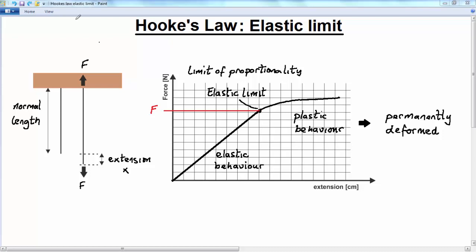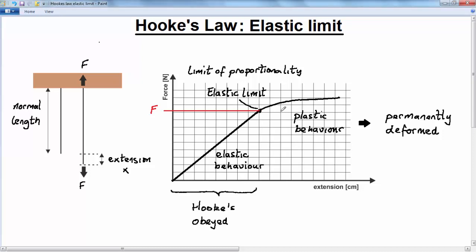So what we're saying is that Hooke's law is only obeyed by a given material if you remain within the elastic limit for that material. If you go beyond that elastic limit, then Hooke's law is no longer obeyed.